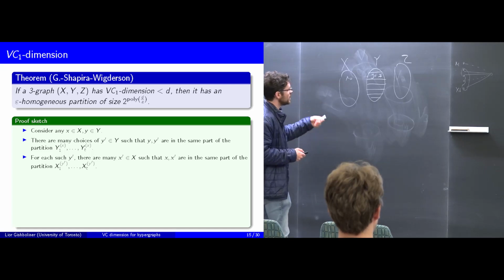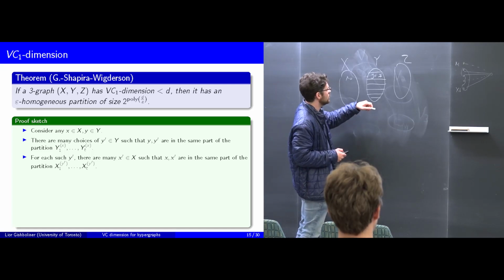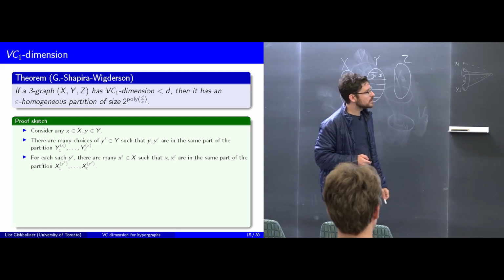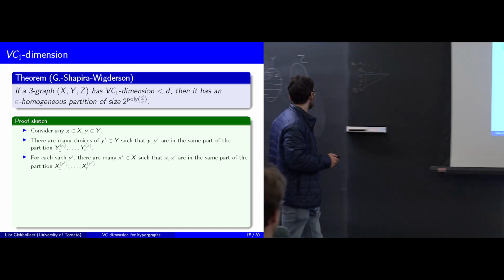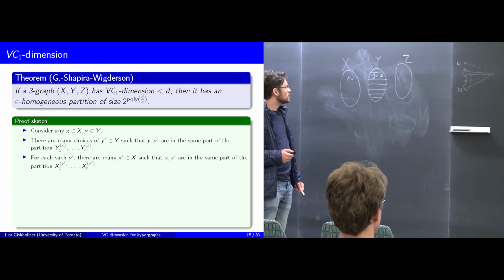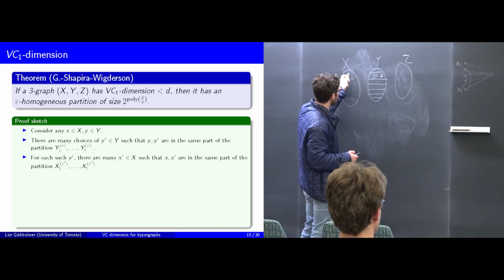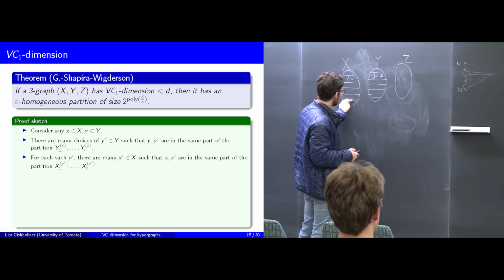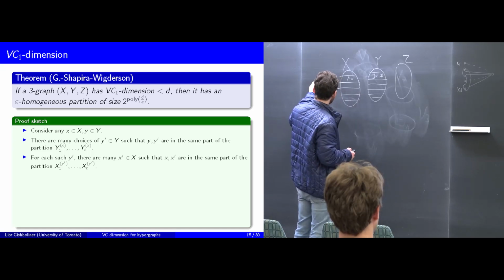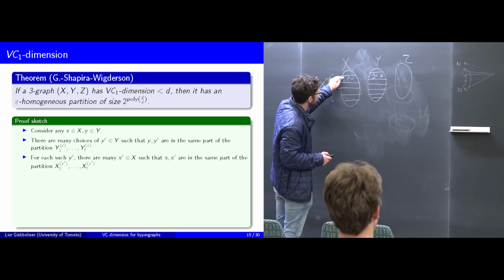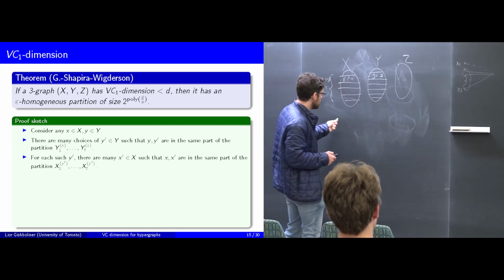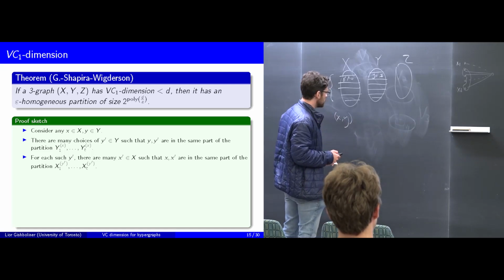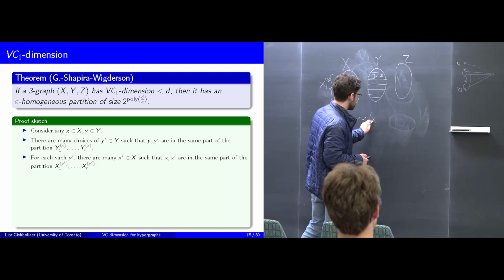But now I can play the same game on the other side. So now I will take this y prime, and I think it should say y prime here. Right, it should say y prime. Sorry about that. So y prime also has a partition here, xi of y prime. And now I'll take any x prime that is in the same part as x. So the thing that I got is that xy, which I started with, behaves the same as xy prime.